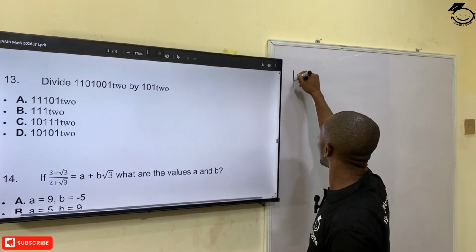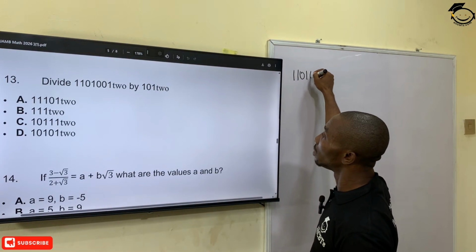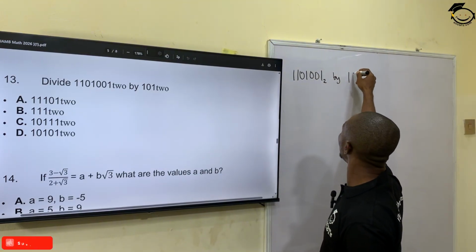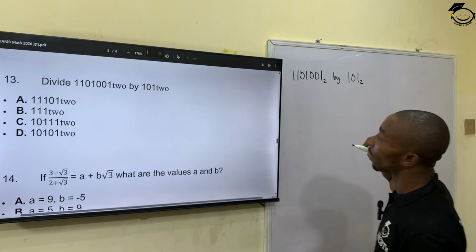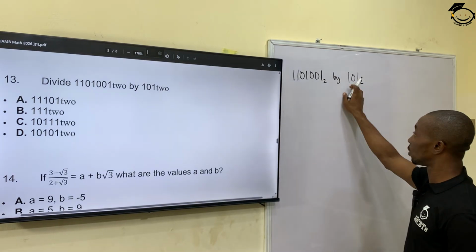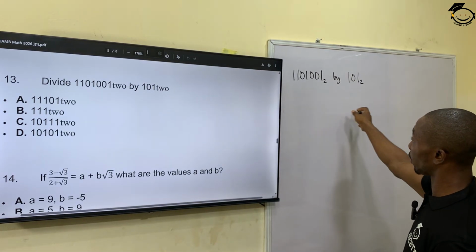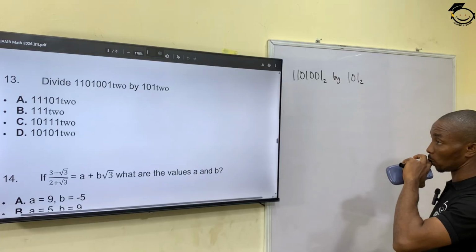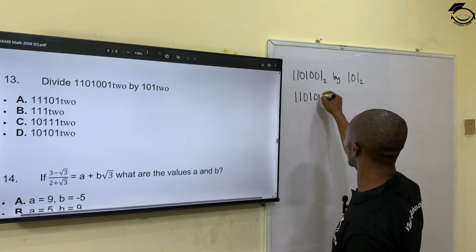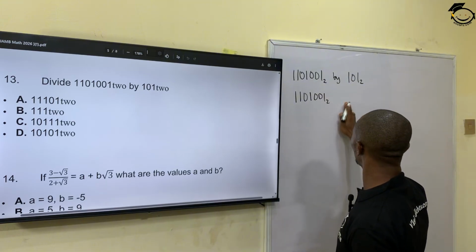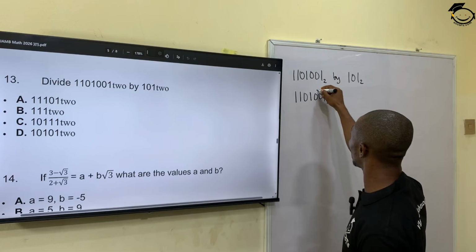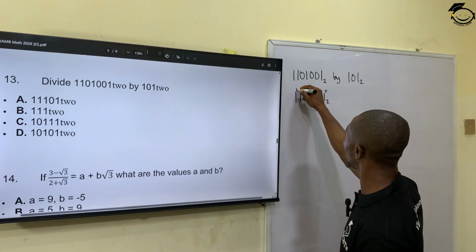Divide 1101001 base 2 by 101 base 2. In order to divide, we'll first convert both numbers to base 10, do our division, then convert back to base 2. So 1101001 base 2, using the expansion method, the positions are 0, 1, 2, 3, 4, 5, 6.